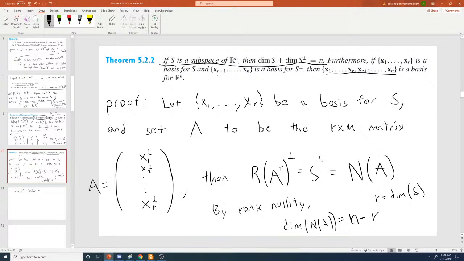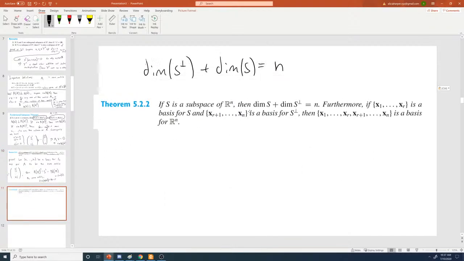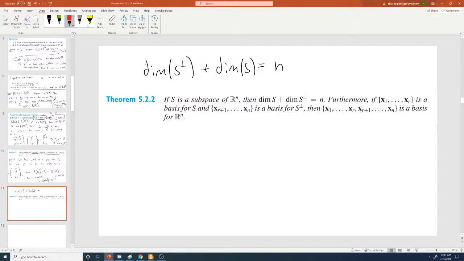Now let's concern ourselves with the second part. So we're going to suppose that x1 through xr is a basis for S, and xr plus 1 through xn is a basis for the orthogonal complement of S. Then we want to show that the union of these two bases forms a basis for Rn. So here's what we're going to do. Suppose v is a vector in Rn.